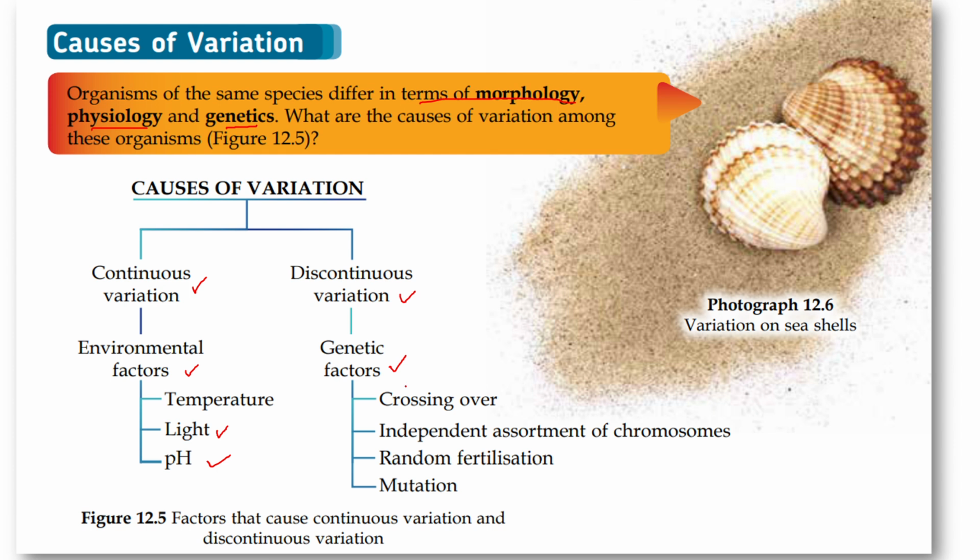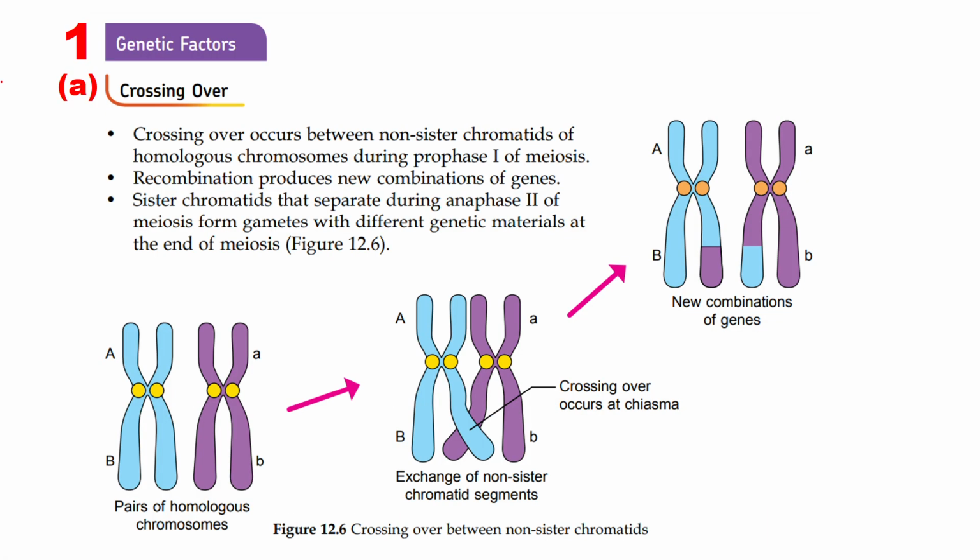So under genetic factors, we are going to discuss crossing over, independent assortment of chromosomes, and also random fertilization. One more is mutation. So all this is going to explain how genetic factors are bringing differences in characteristics lah. Okay, so the first one under genetic factors is crossing over.